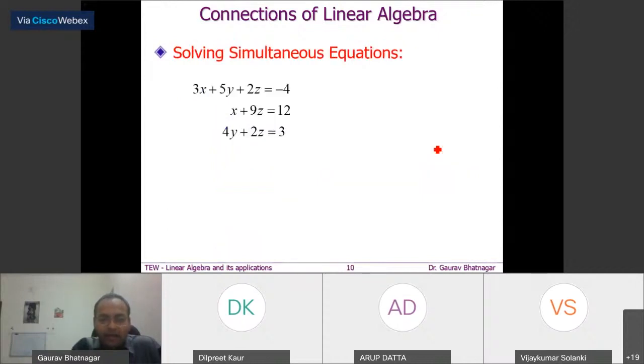Now, I am again taking a very simple example, because linear algebra is all about solving simultaneous equations. You can take any method, whether it is a direct method to solve a system Ax = b, or an indirect or iterative method. Every time you are going to have to utilize matrices.